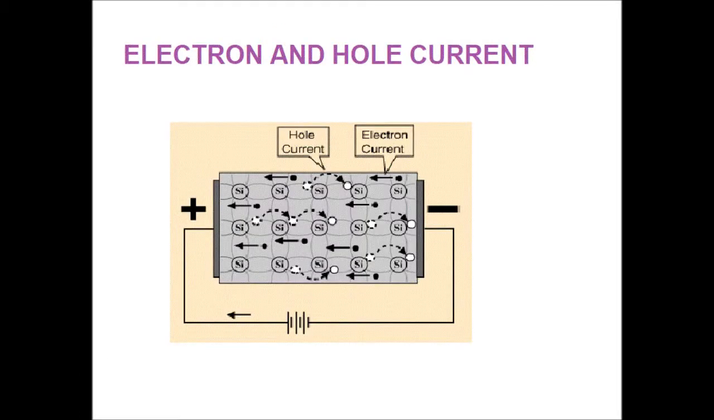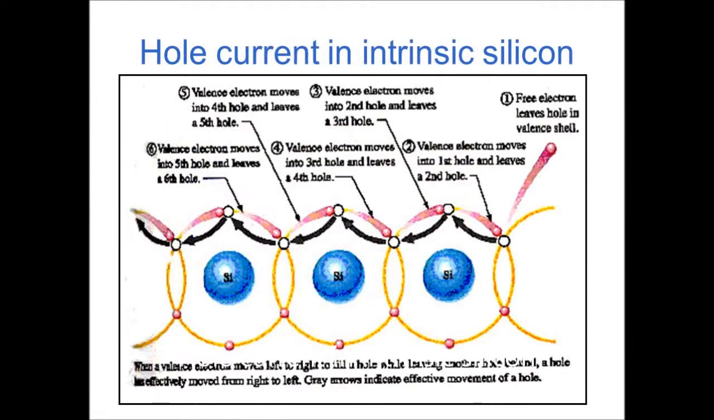Electron and hole current. When a voltage is applied across a piece of intrinsic silicon, the thermally generated free electrons in the conduction band, which are free to move randomly in the crystal structure, are now easily attracted toward the positive end. This movement of free electrons is one type of current in a semiconductive material and is called electron current. Another type of current occurs in the valence band, where the holes created by the free electrons exist.